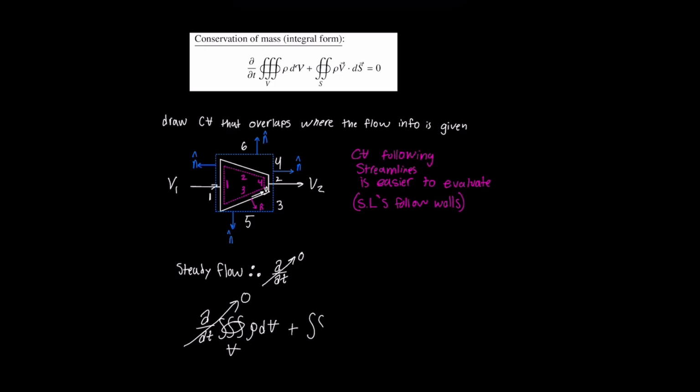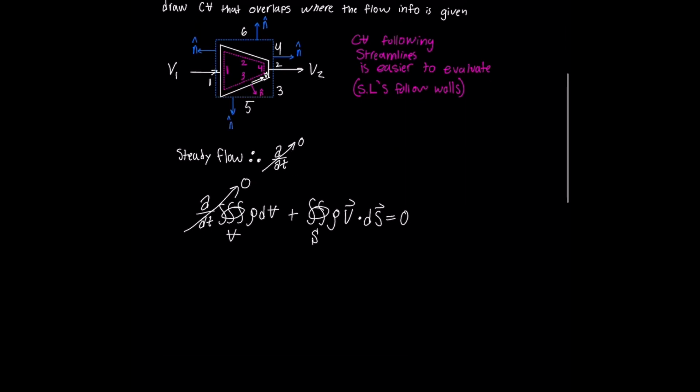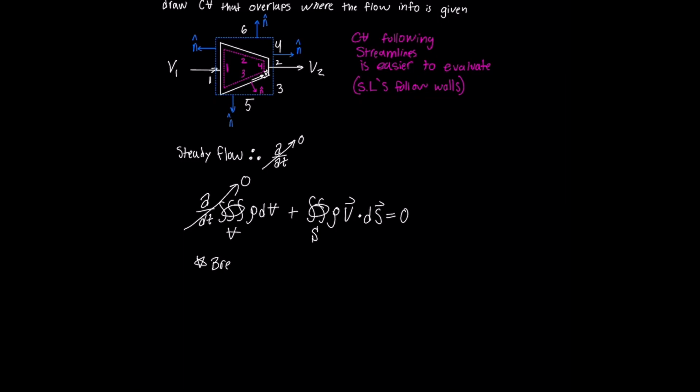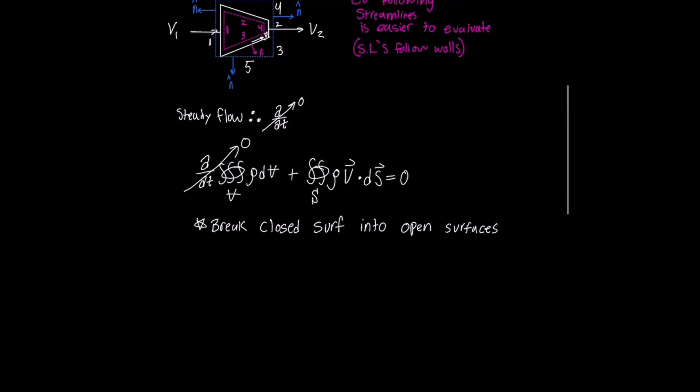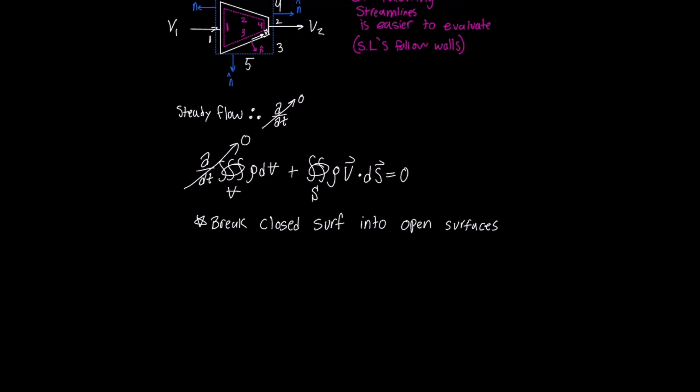Then we're just left with this closed surface integral of the density times the velocity of the flow dotted with the surface vector. And that equals 0. So we've got multiple closed surfaces here with unit depth. So we need to break these closed surfaces up into open surfaces so that we can evaluate surface 1, 2, 3, 4, 5, and 6, or in the pink control volume case, just 1, 2, 3, and 4.